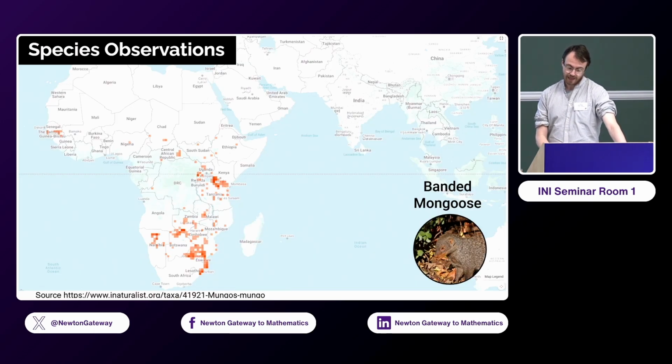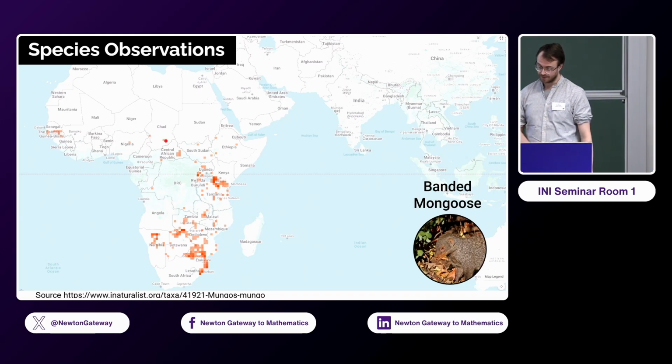To give you a bit of flavor of the task we're trying to solve, we've got some sparse observations. These are observations in Africa for this banded mongoose. Red dots indicate areas where the species has been observed.